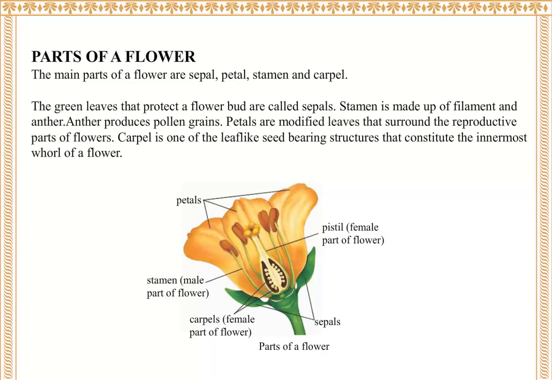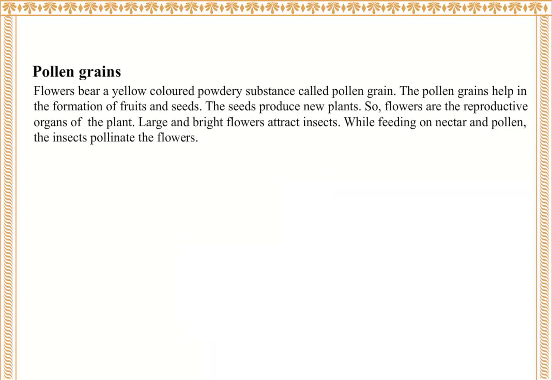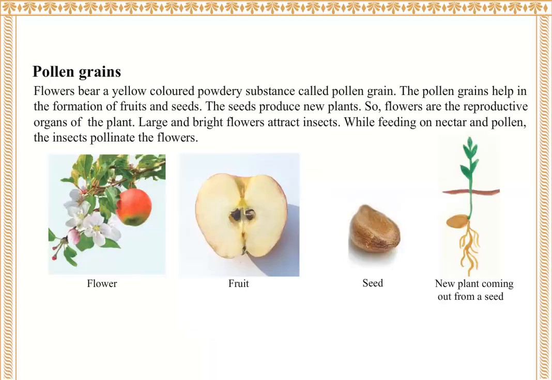Parts of a flower. Sepals, carpels, female part of flower, stamen, male part of flower, pistil, female part of flower, petals. Pollen grains. Flowers bear a yellow-colored powdery substance called pollen grain. The pollen grains help in the formation of fruits and seeds. The seeds produce new plants. So, flowers are the reproductive organs of the plant.